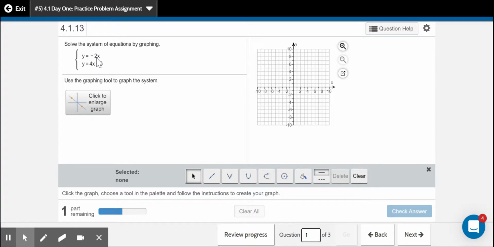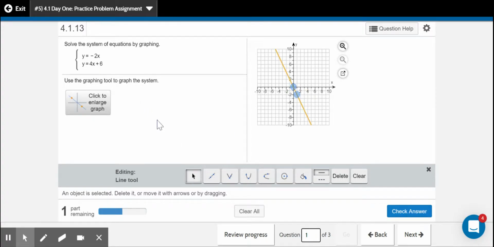So if we look at this one, we've got negative 2x. So that's our slope at negative 2. And no y-intercept, or the y-intercept is 0. So I'm going to put a dot at 0. And then since my slope is negative 2, I'm going to go down 2 and to the right 1. And there's my first line.